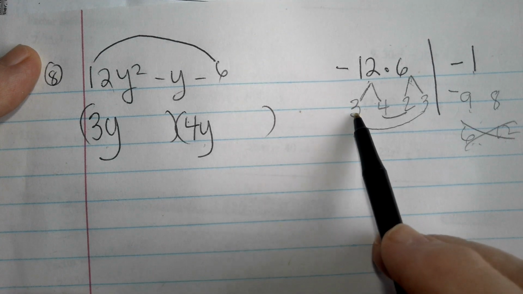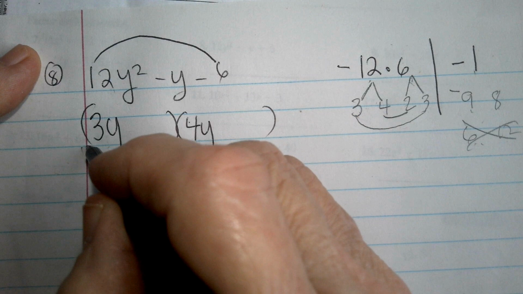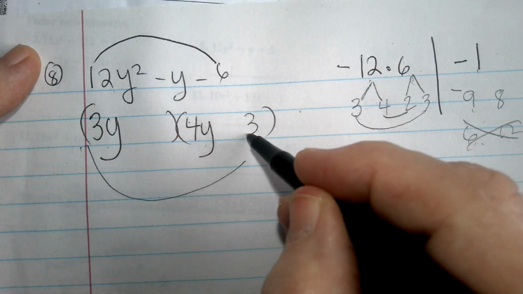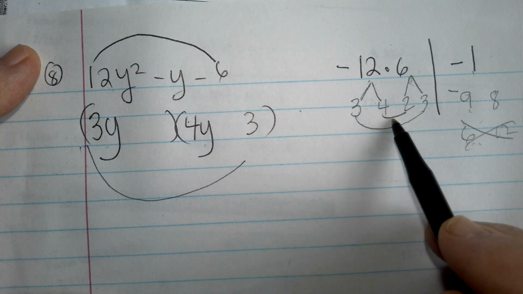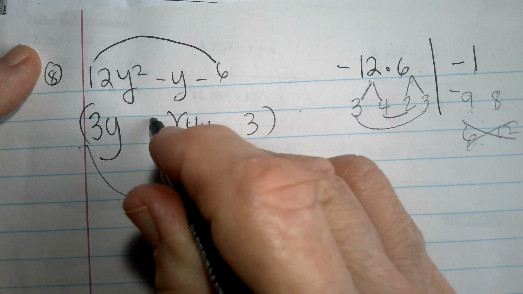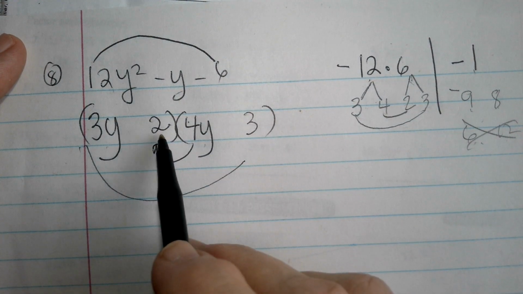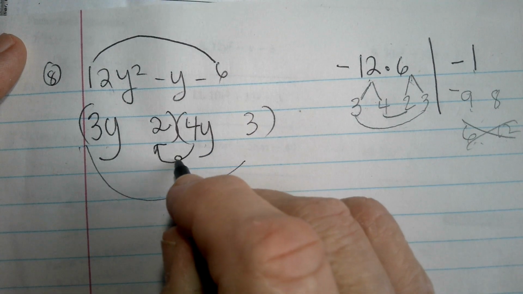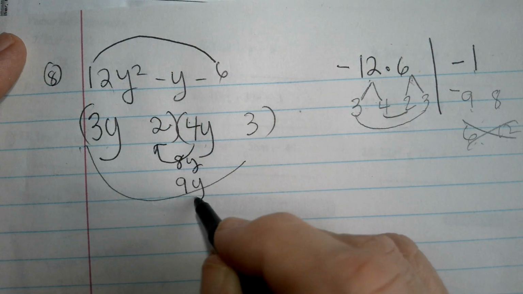We multiplied the 3 times the what? Times the 3. And so 3 times the 3 is going to go here. Then we multiplied the 4 times the what? 2. So that's the inside. So the 2 is going to go here. And then 2 times 4 is 8y. 3 times 3 is 9y.